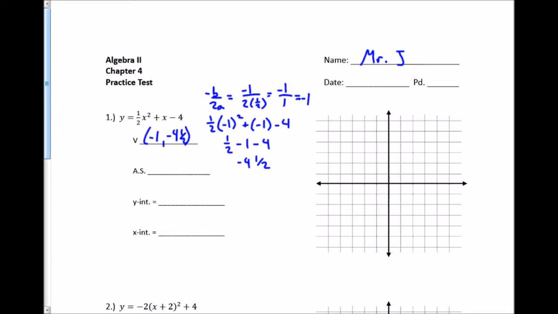And now the axis of symmetry is always x equals, because it's the equation of a vertical line. And it's always x equals the x value from the vertex, which for this one happens to be a negative 1. So it's x equals a negative 1.